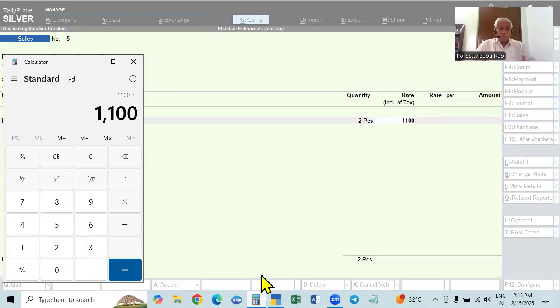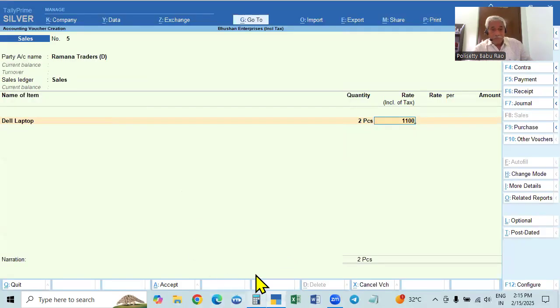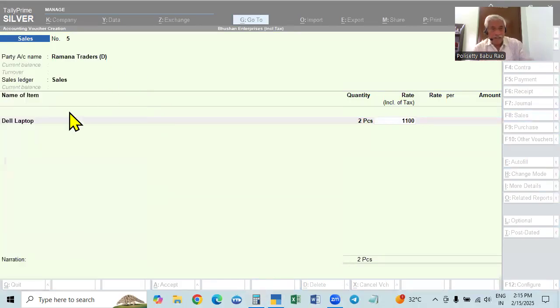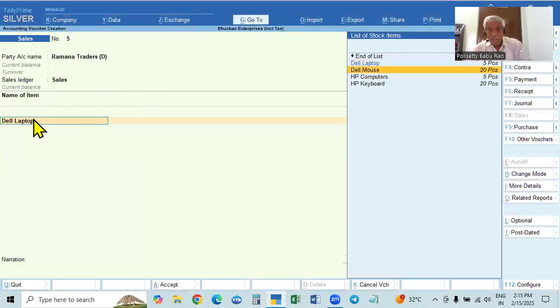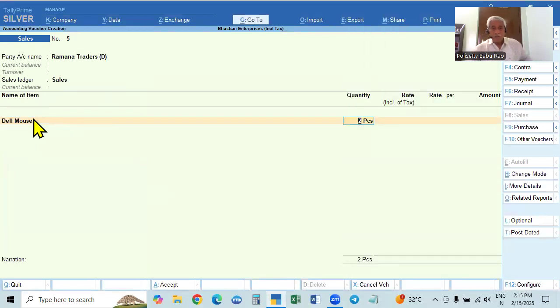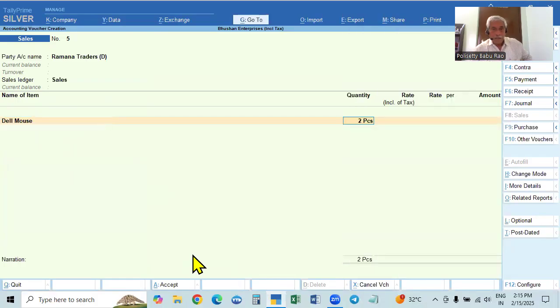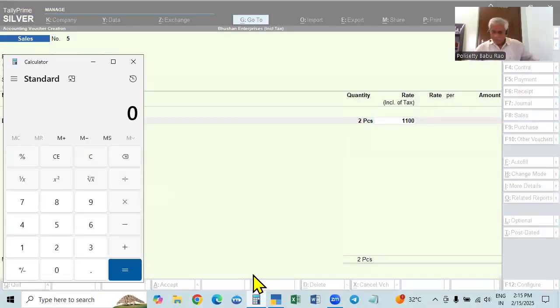This is a Dell laptop, no, don't take Dell, sorry. The laptop is very high priced. So we'll take up mouse, two pieces. So if you take 1,100 rupees, or you can take up, okay, 1,100 rupees. So here we give 1,100 rupees. So we calculate. So mouse is 28%.